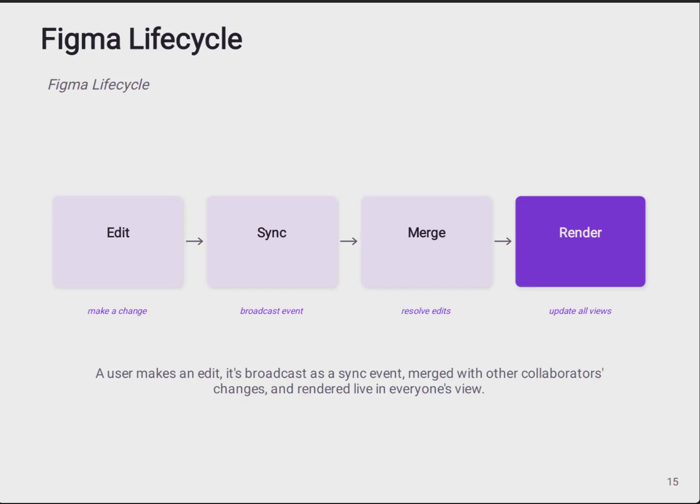Figma lifecycle: make a change, edit, broadcast event, sync, resolve edits, merge, update all views, render. A user makes an edit, it's broadcast as a sync event, merged with other collaborators' changes, and rendered live in everyone's view.